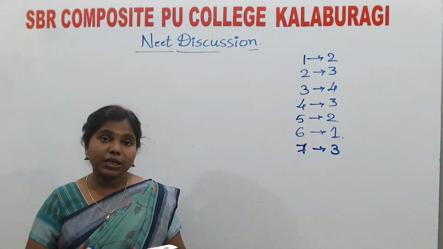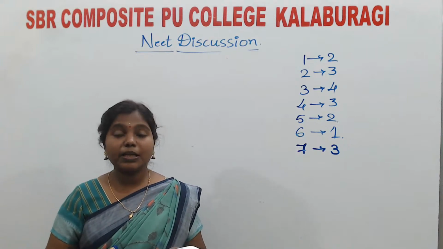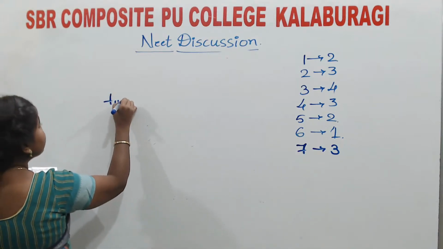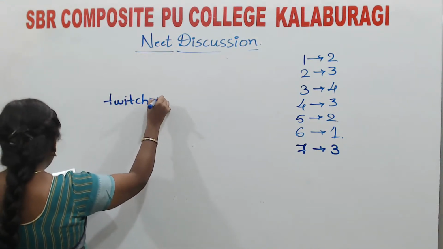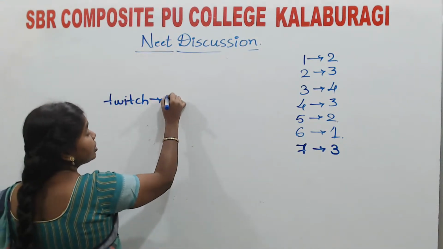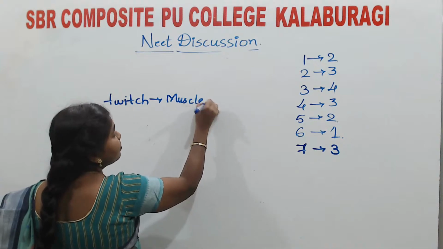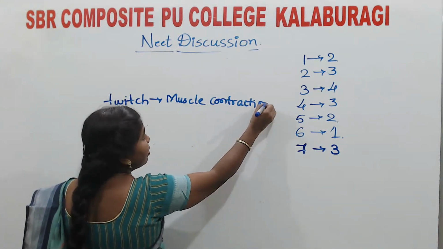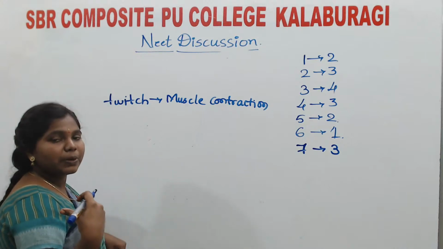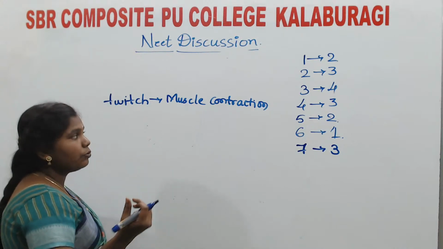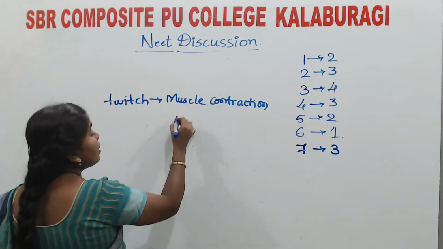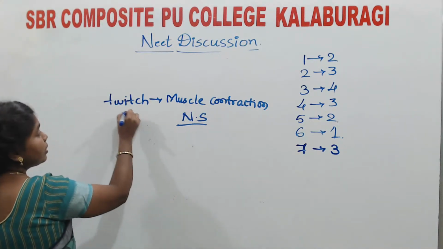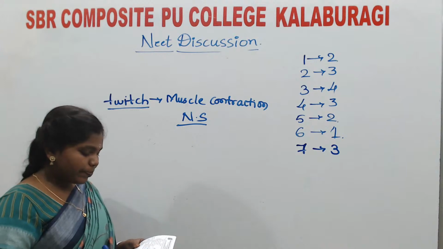The second one is twitch. Twitch is nothing but muscle contraction in response to the nervous system. In skeletal muscles present in the limbs, we move voluntarily, so they are not under the control of the nervous system. But the muscle contraction which is under the control of the nervous system is known as twitch.